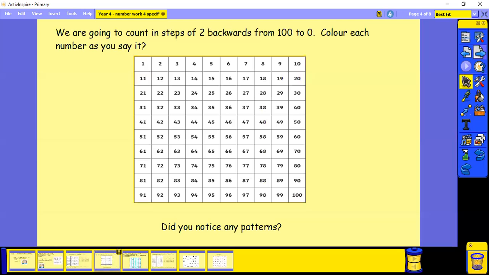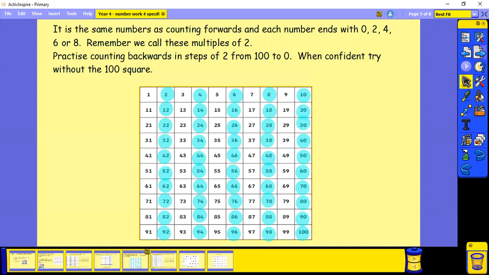Did you notice any patterns? So yes, it's the same as when we were counting forwards yesterday, and each number ends with 2, 4, 6, 8 or 0. And we can see our columns here of our numbers as we go. Remember, we call these multiples of 2. So let's have a practice going backwards.